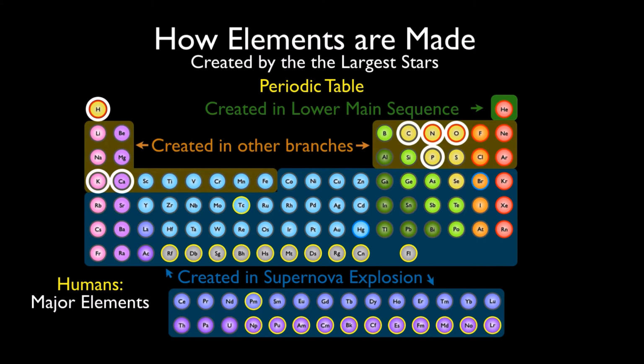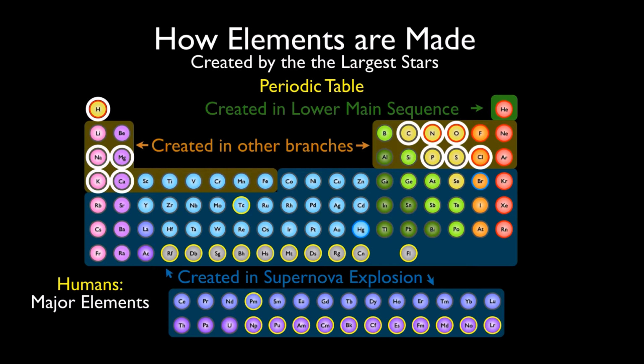You can see things like calcium. Calcium, got to have some of that. Magnesium, strontium. You'll find there are also some trace elements that come in, and some of these come from the part of the periodic table that can only be made in a supernova.